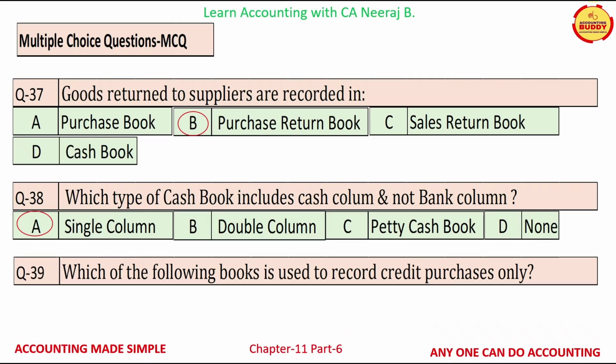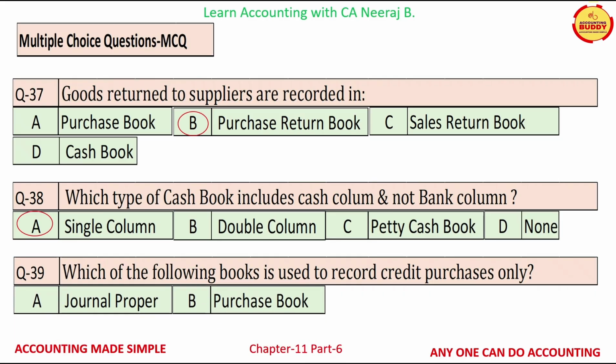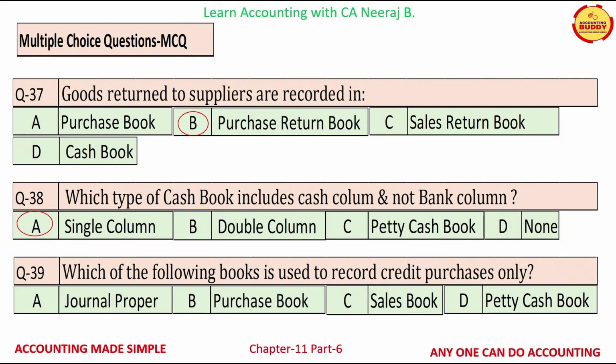Question number 39 is which of the following books is used to record credit purchases only? And the available options are option A, journal proper, option B, purchase book, option C, sales book, and option D, petty cash book. And the correct answer is option B, purchase book.